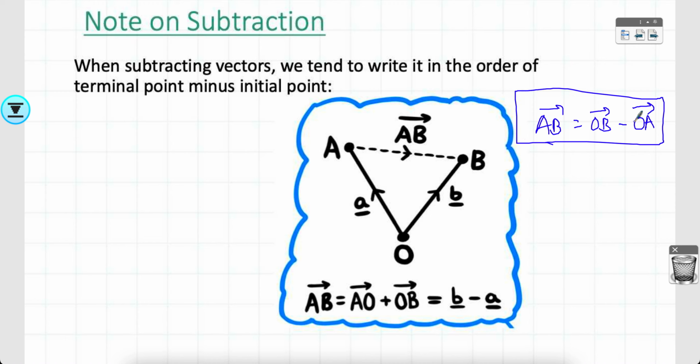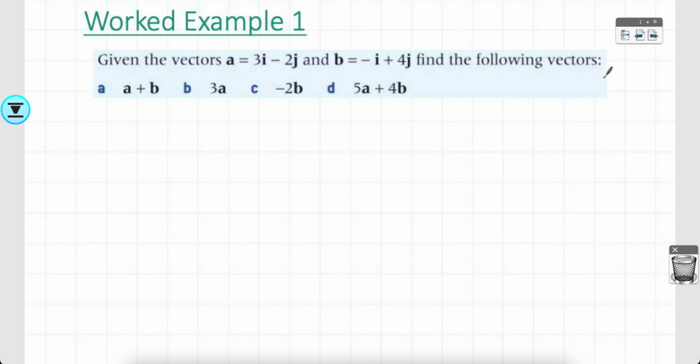Remember that they are commutative. I know that technically we are moving a negative, so this is negative OA. If you think of AO, it's the same thing as negative OA plus OB, and vectors are commutative, so I can swap these around and it will give me the same thing. So by convention, we tend to write the subtraction in this format.